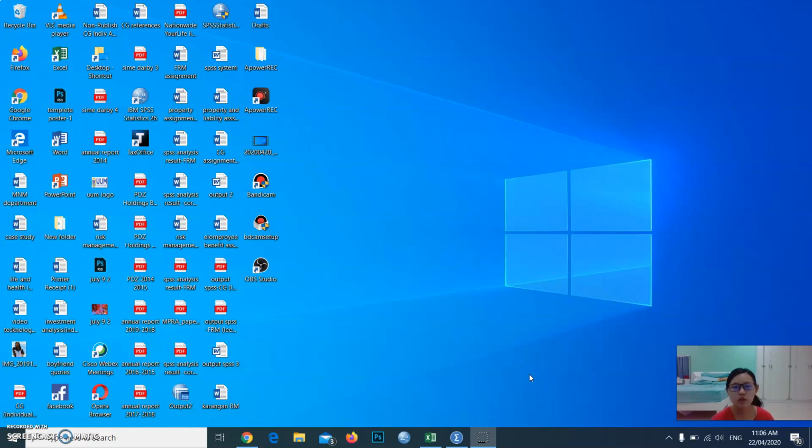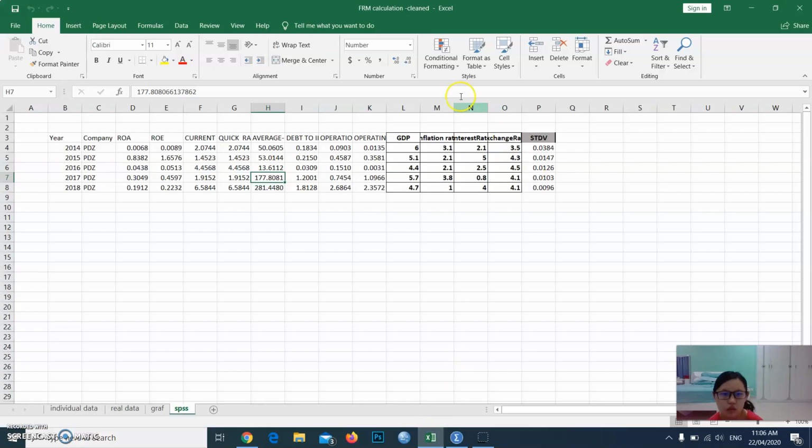First thing I will do is open an Excel file. This is my Excel file, already analyzed. This data is taken from the annual reports of 2014 and 2018. My company is PDTech Holdings Berhad. It's a logistics company in Malaysia.